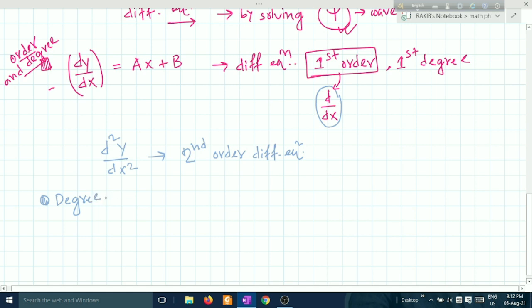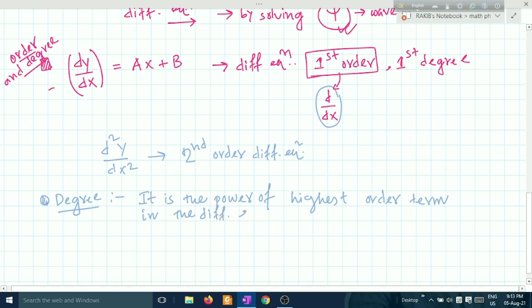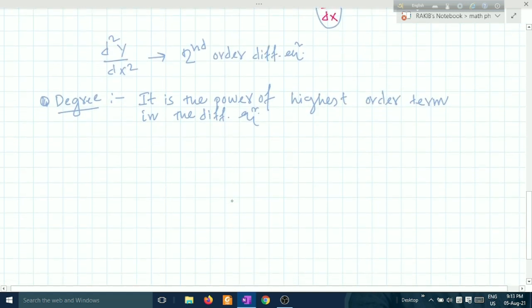This was the order. Previously this was the order. Now we are discussing degree. What is degree? Degree is the power of the highest order term in the differential equation. This is what we call a differential equation, and here is the degree and order.